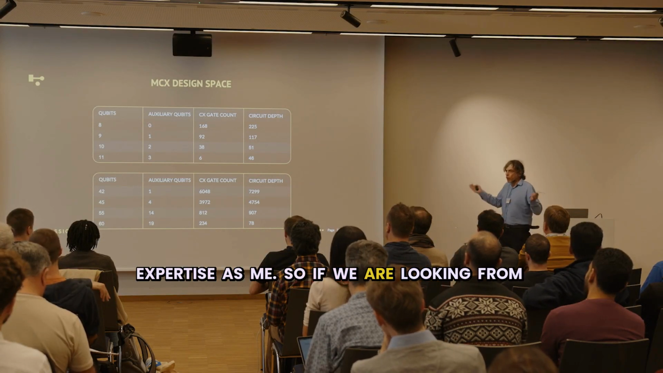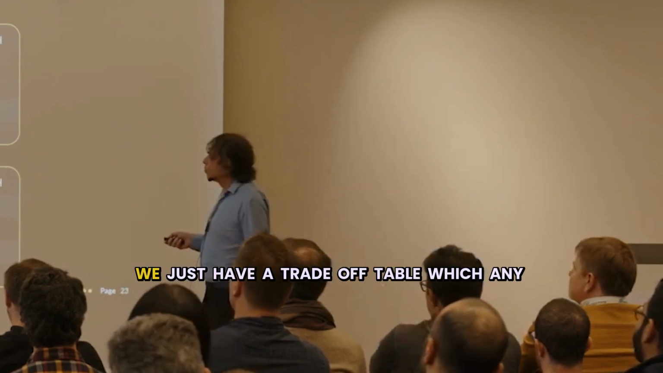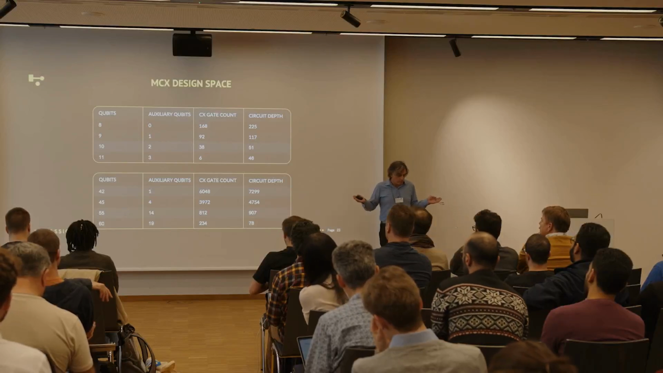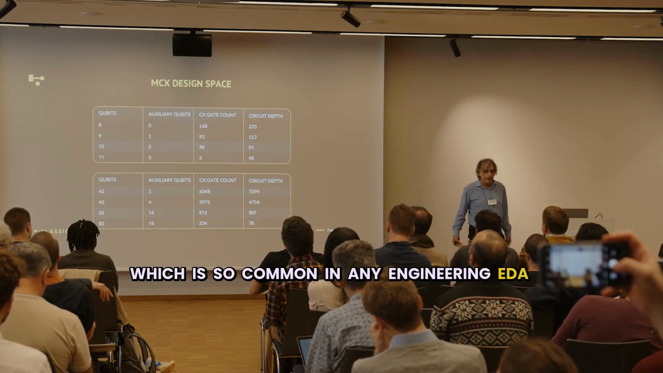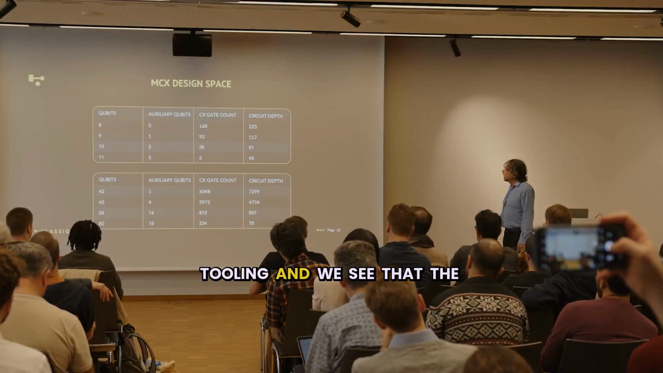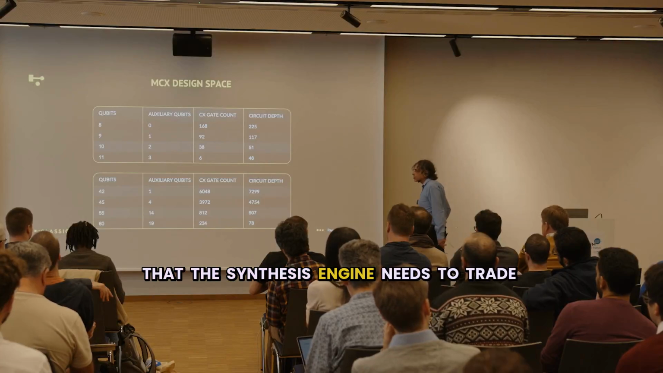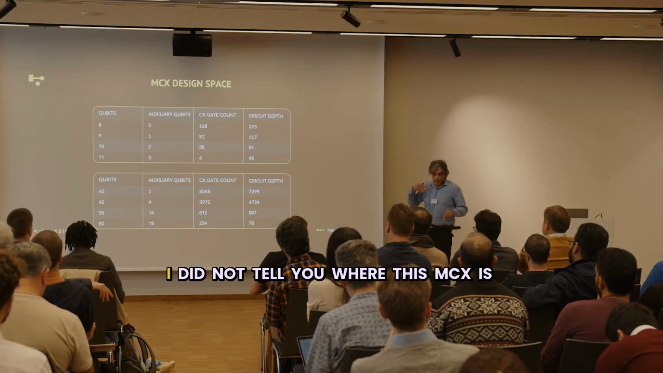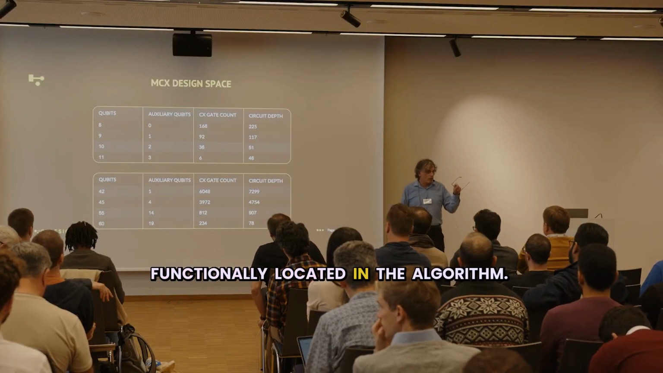So if we are looking from an engineering perspective, we just have a trade-off table, which is so common in any engineering EDA tooling. And we see that the machinery, the automation, the synthesis engine, needs to trade off between the widths of the function at any particular point in the algorithm. I did not tell you where this MCX is functionally located in the algorithm.